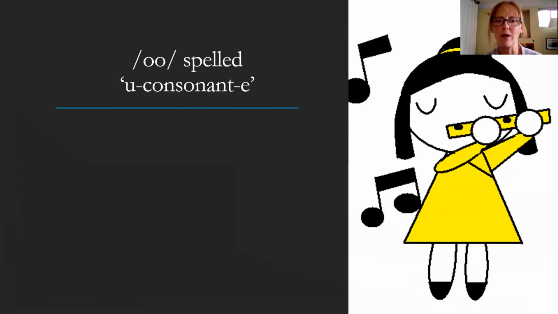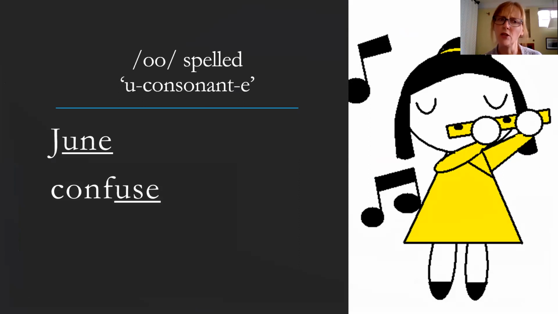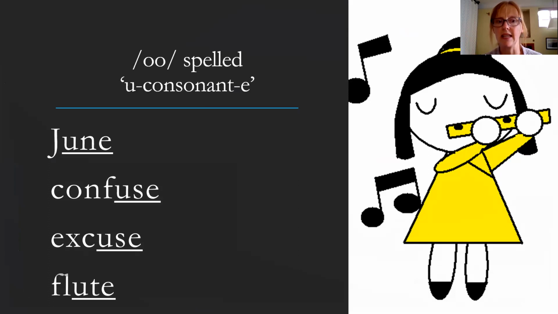And then this one with the OO spelled U, then a consonant, can be a lot of different consonants, and then a silent E. And here's one of those, is June, the month of June. You can see that the J is capitalized for the month of June. Confuse, you see U, consonant S, E. In June it was U, consonant N, E. In confuse, it's U, consonant S, E. Excuse, again, we have the OO, U sound, U, consonant S, E. And flute, like this girl is playing, U, consonant T, and then E.